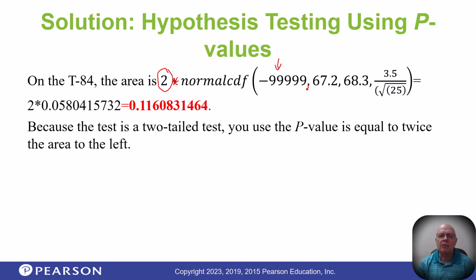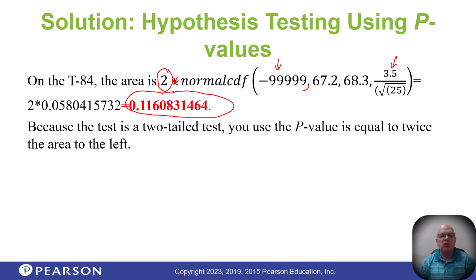There should be a comma, by the way. 68.3 is the mean that we are using. Here's our standard error, 3.5 divided by the square root of 25. And after it's multiplied by 2, we get this for our p-value.